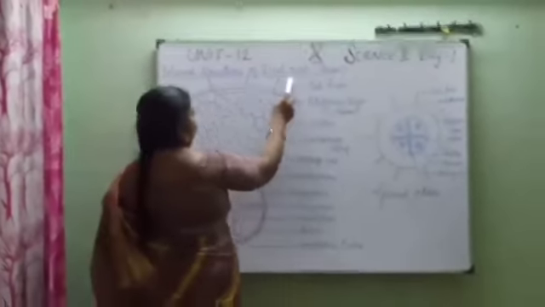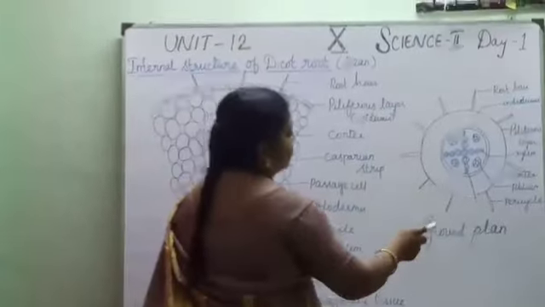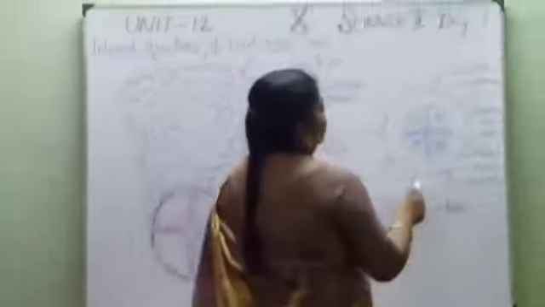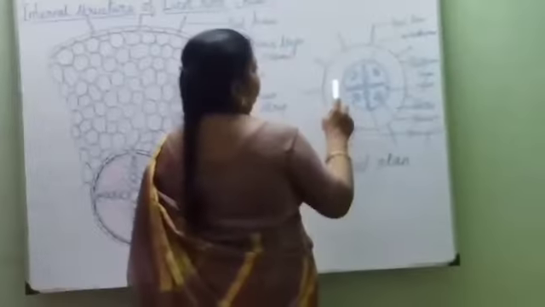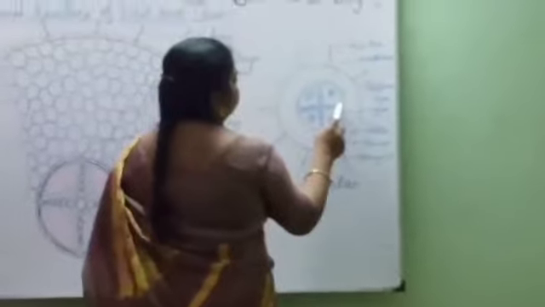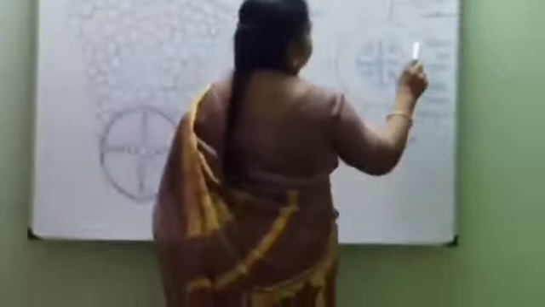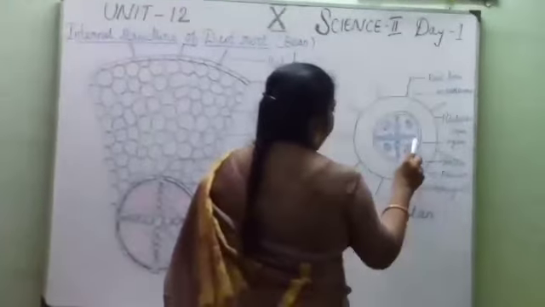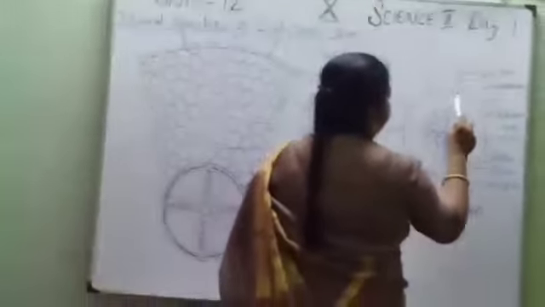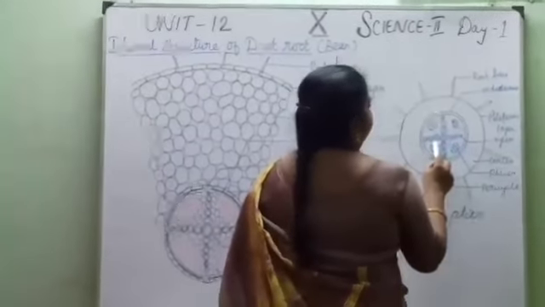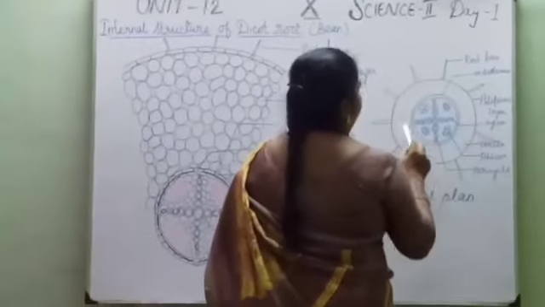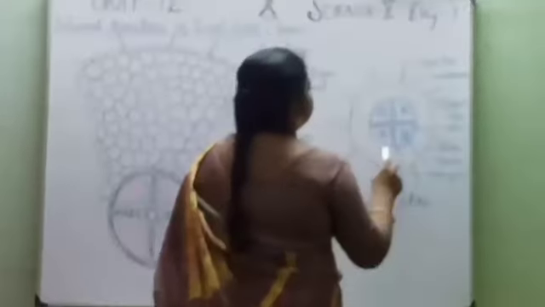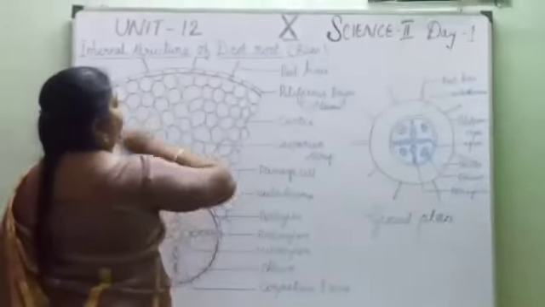Internal structure of dicot root, example bean. This is the ground plan of dicot root. The thin transverse section of dicot root shows the following structure: epidermis, cortex and stele. Epidermis is the outermost layer of the root. Innermost part is called stele, and in between the epidermis and the stele there is the cortex. Now let us take a part called sector and discuss in detail about the dicot root.